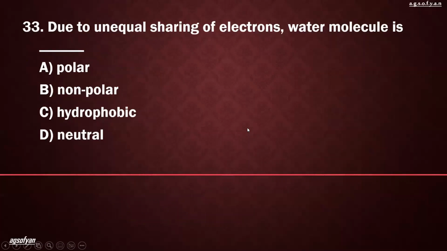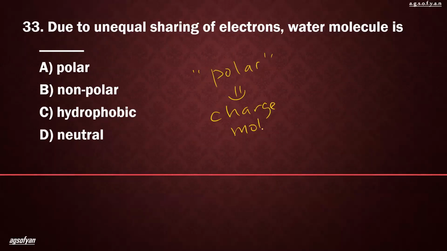Due to unequal sharing of electron, water molecule is known as, so something that has charge is called polar. So polar means charge. Charged molecule. So water will be polar because it has electron and charge.